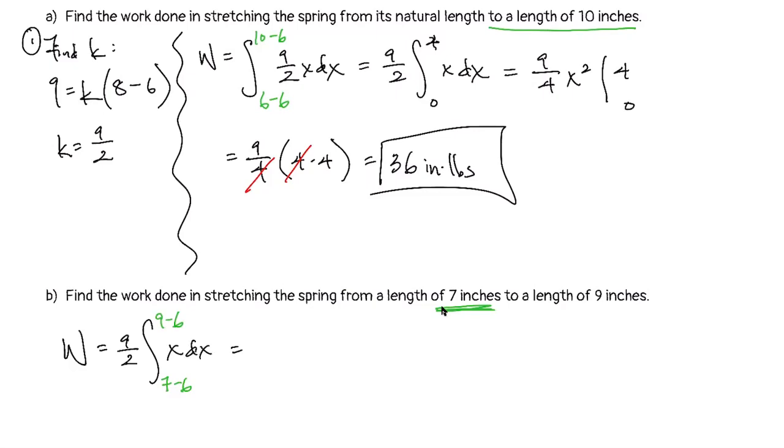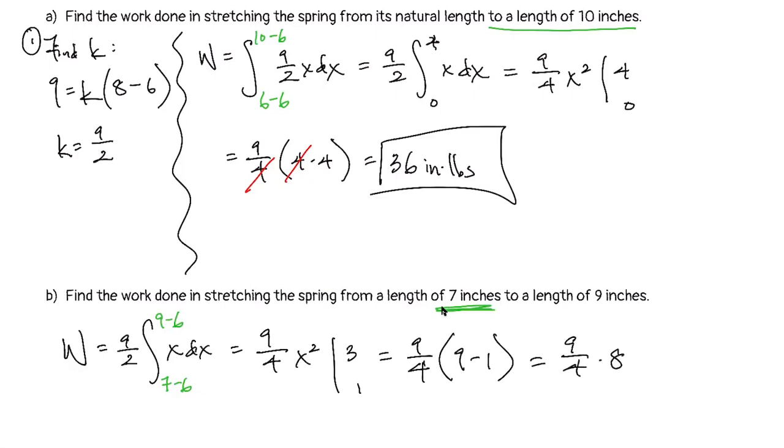All right. This integral is going to be the same, 9 over 4 x squared, but I'm going to plug in 3 and I'm going to plug in 1. So that gives me 9/4 times 3 squared is 9 minus 1. So 9/4 times 8. And if I reduce here, I get 2. And so, Mariah, you are correct. This is less work to stretch a spring from 7 inches to 9 inches than it is to stretch it from 6 inches to 10 inches.